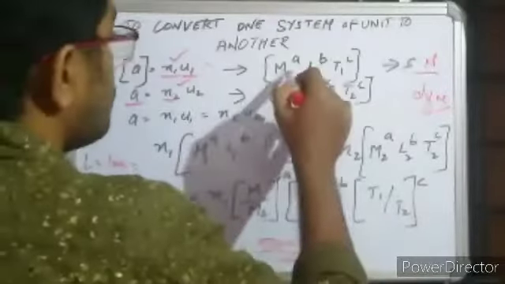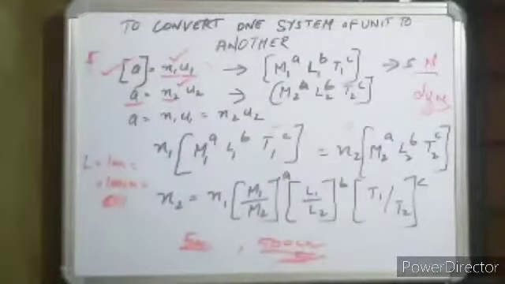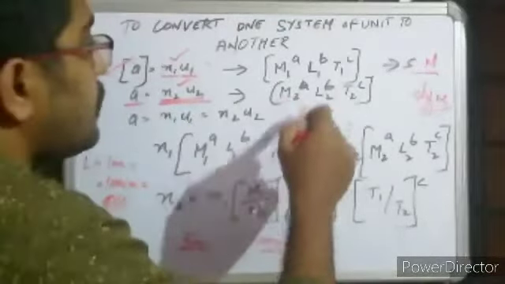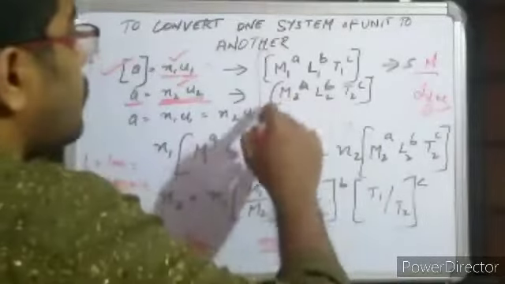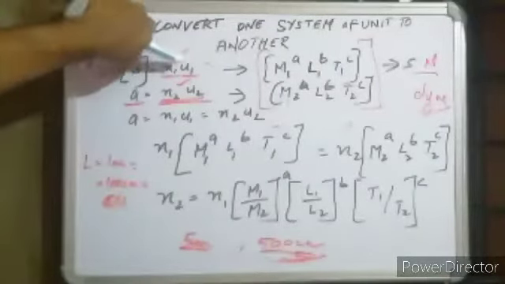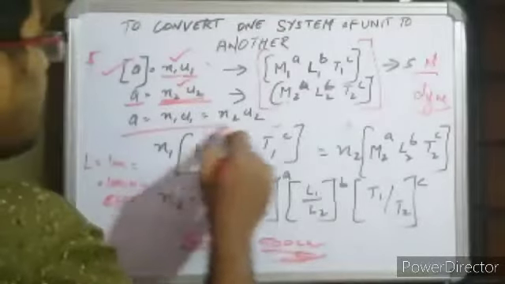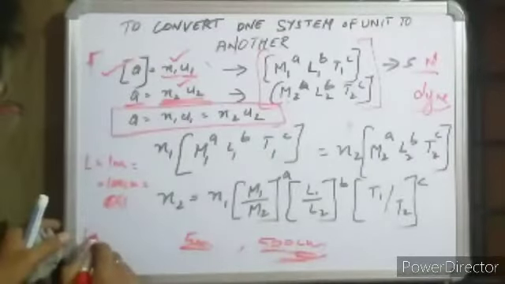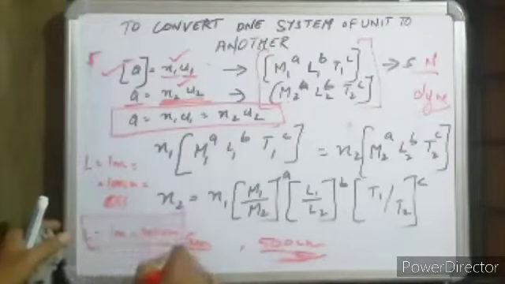So M1 to the power a, L1 to the power b, and T1 to the power c. And the same quantity in another system of unit is taken as M2 to the power a, L2 to the power b, and T2 to the power c. So its dimensional formula is now expressed. Again, this Q is equal to N1 U1 and also equal to N2 U2. So I can write N1 U1 as equal to N2 U2. So it will be like, okay, the length will be equal to 1 meter, it is equal to 100 centimeter. So that is what I am trying to say here.